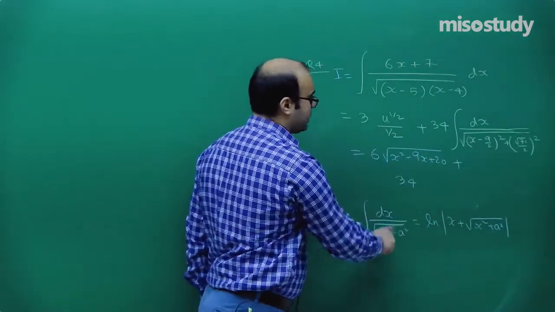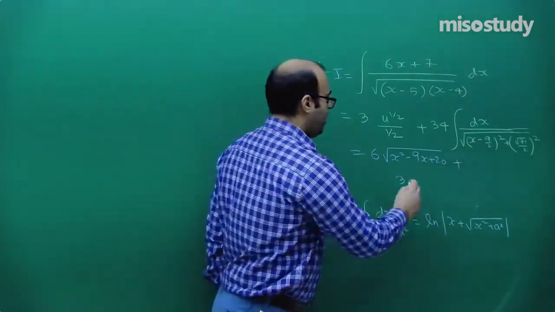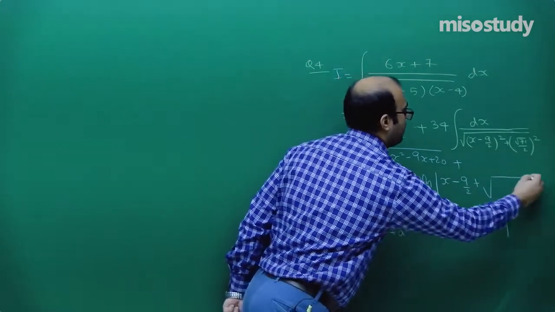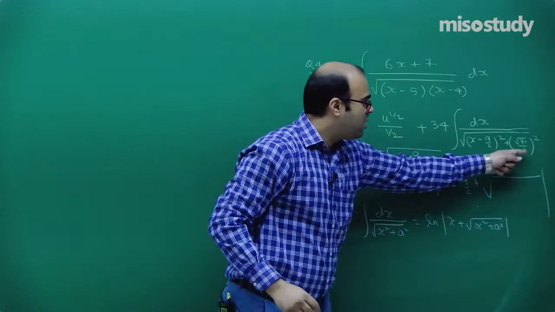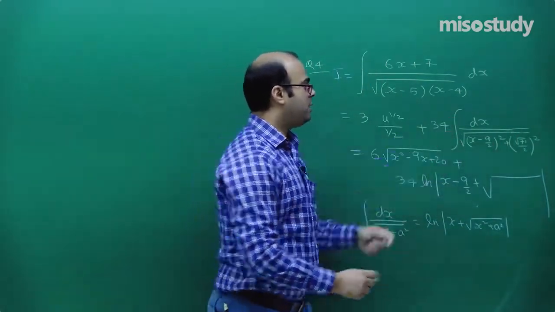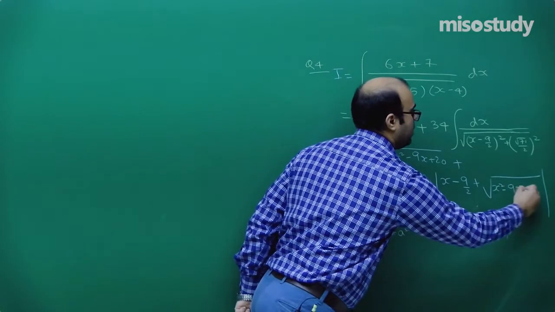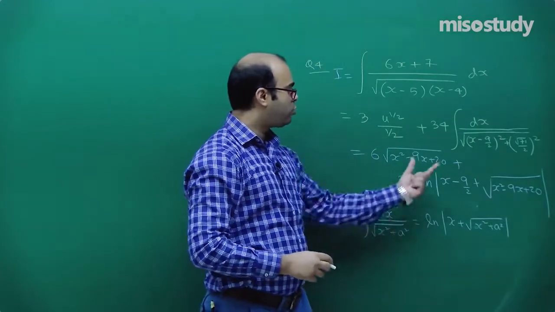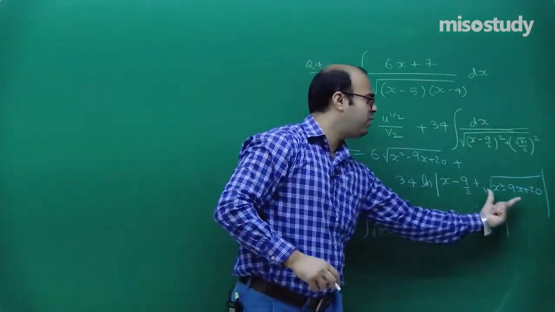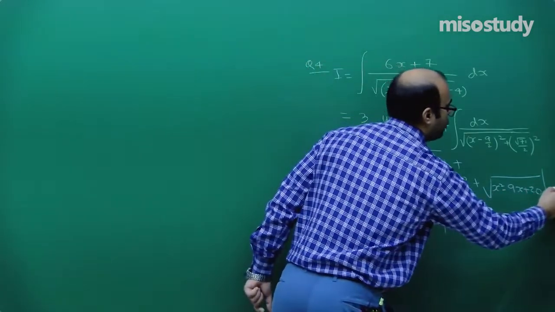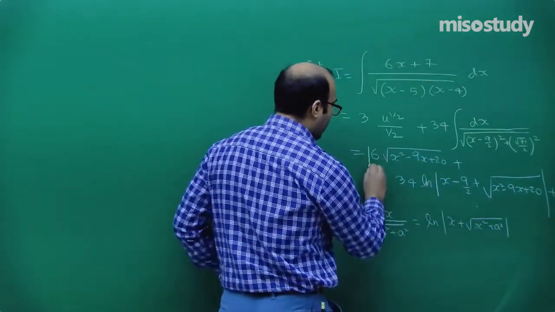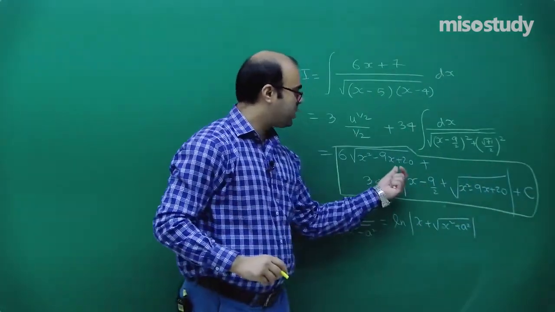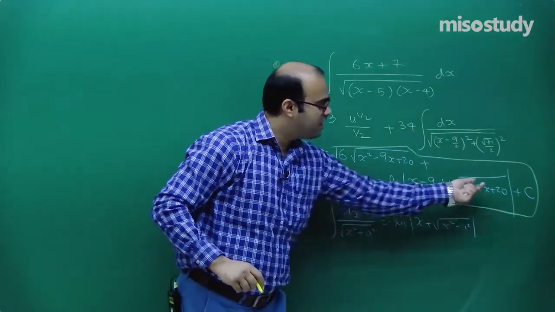So, here instead of x, we have x minus 9 by 2. So, we will say plus 34 log of mod of x minus 9 by 2 plus root over x square plus a square, which is eventually this term, that is x square minus 9x plus 20, which we converted into this and made it a perfect square. So, in order to solve, we have made it a perfect square, and the final answer we are again writing in terms of this plus constant of integration. So, you see that the answer of this question is actually this 6 root over x square minus 9x plus 20 plus 34 log of this particular term.